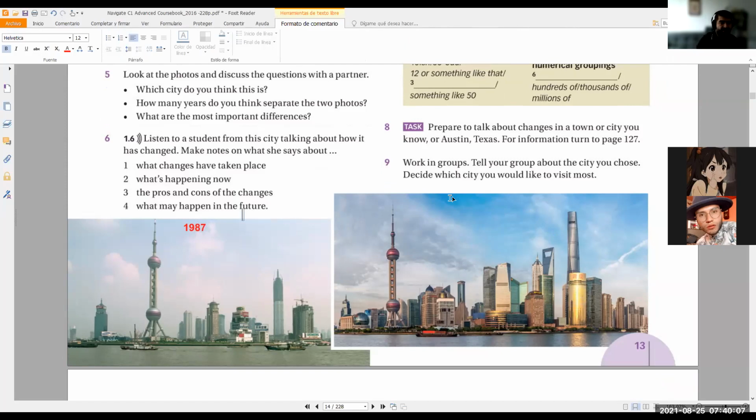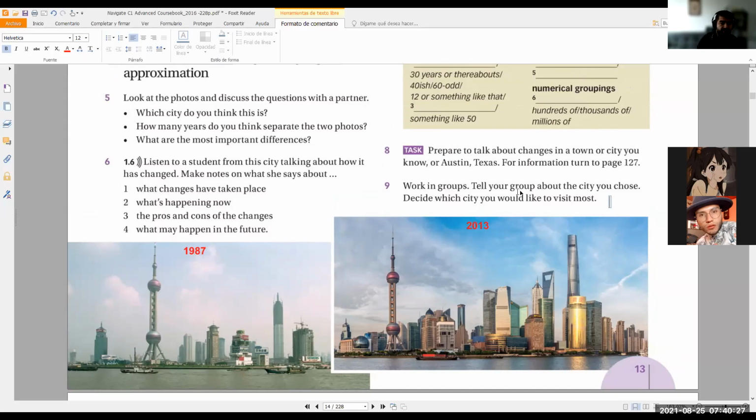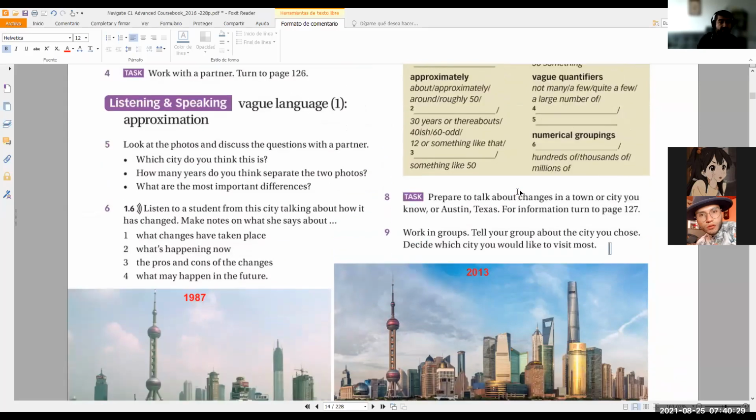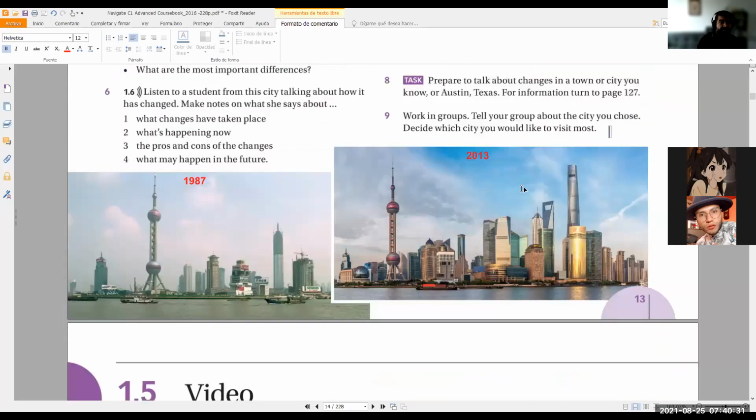Not even my parents had plans in that moment, and yours even less. So 1987. And the second one, guys, is from 2013. So those are the years of this picture. As we can say, there is some good time in between in this picture from Shanghai. So that's the answer.